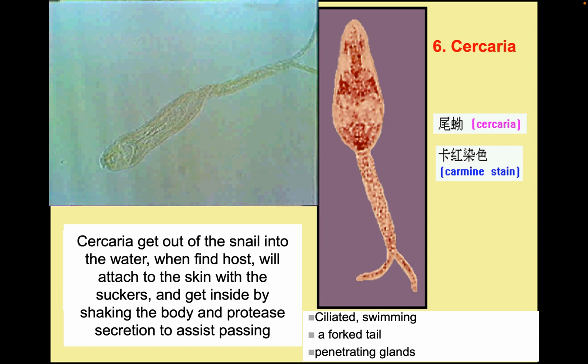The cercaria can shake their bodies, and at the head, at the top, there's a protease, and the protease will help them get inside the body. Then the forked tails are left outside the skin, and only the head gets inside the body. Within 3 hours, they will find the blood vessel, and eventually they will swim inside the body and go to the place where they want to go.